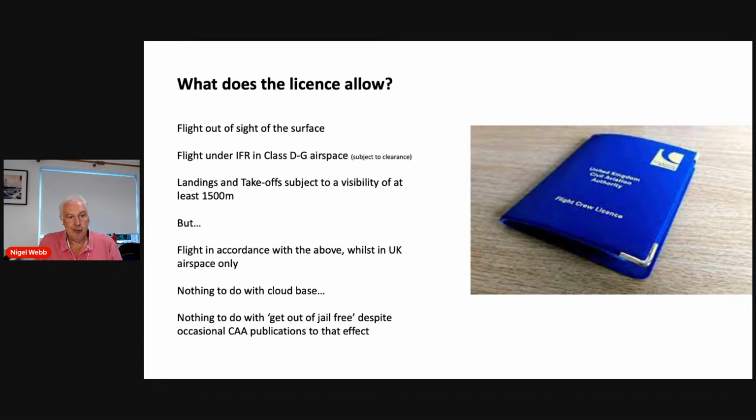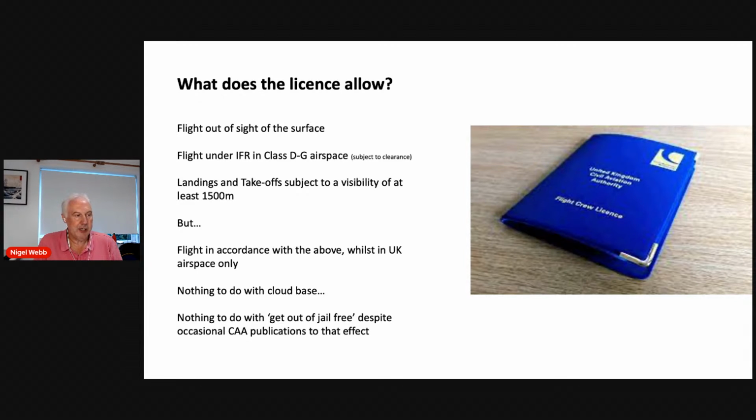Next up, the license allows landings and takeoffs down to a minimum visibility of 1,500 meters. So this is important because a lot of people, when they're talking about flying on instruments or flying using either an instrument rating or an IMC rating, talk about cloud-based minima. You know, I can only go down to 700 feet or 600 feet or 500 feet or whatever it might be. That's actually not what the license says. The license is all about visibility. So long as you have 1,500 meters visibility, then in principle, you're good to make an approach.